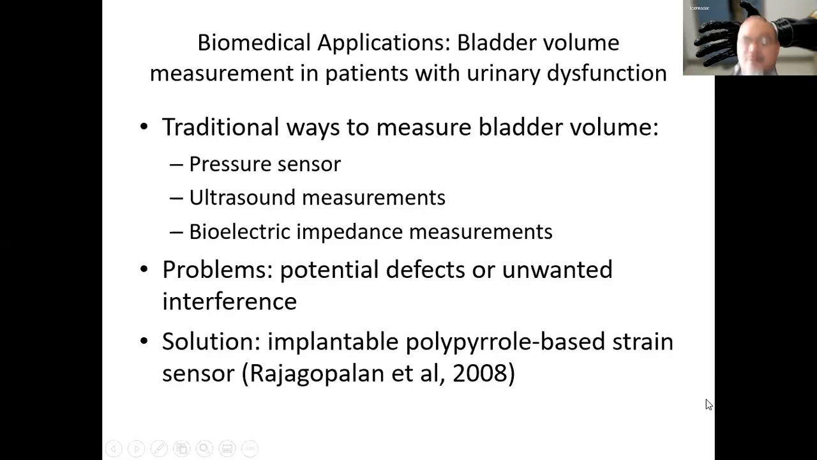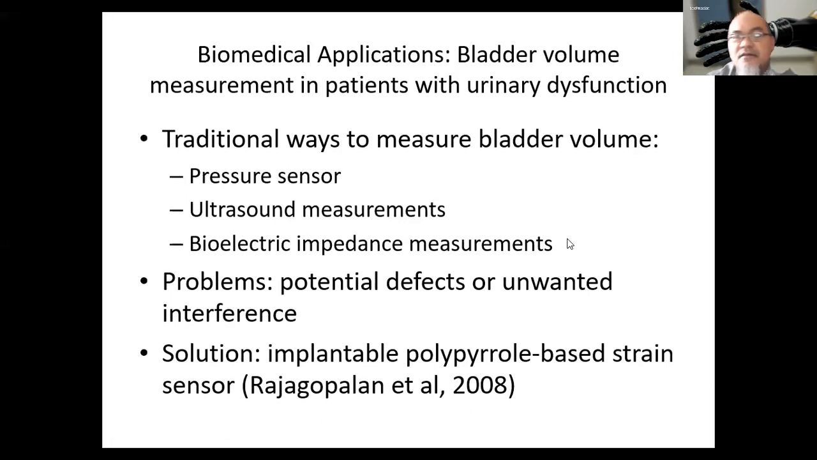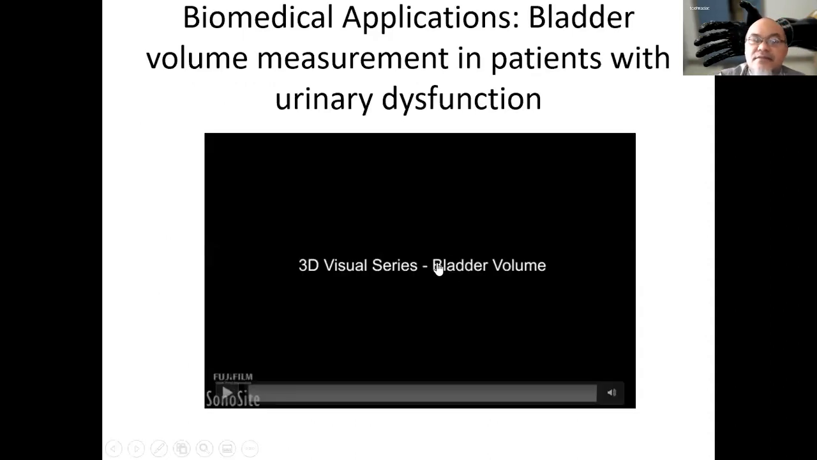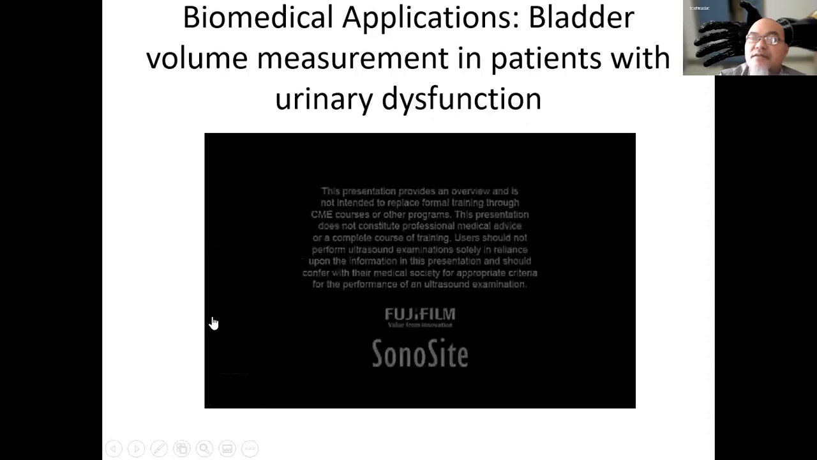Okay. Here's another application where we use a resistance-based sensor to measure bladder volume for patients with urinary dysfunction. Traditional ways to measure bladder volume use a pressure sensor, ultrasound measurement, or bioelectric impedance measurement. However, there are usually potential defects or unwanted interference. The solution is to use an implantable polypyrrole-based strain sensor.